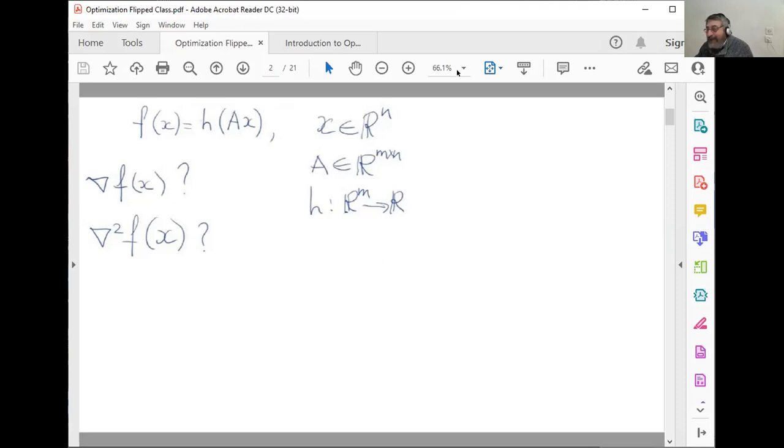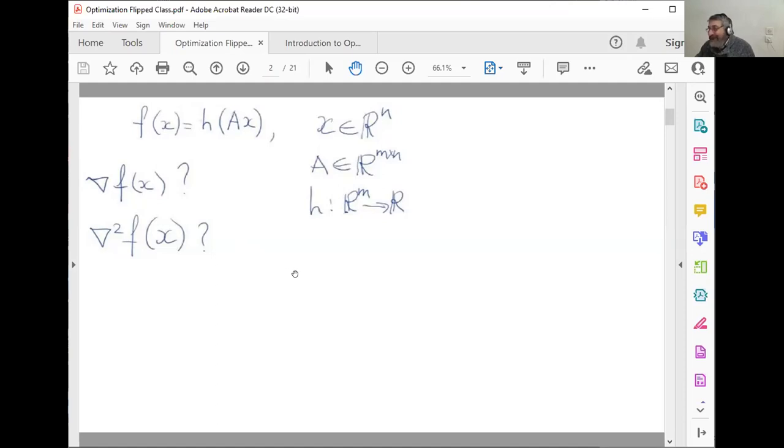This is our first class exercise on your screen. Assume that we have a function of an n-dimensional vector x, which is written in the form h of Ax. A is an m by n matrix. H is a function which gets Ax and returns a number. We know everything about matrix A and about h, and we know the gradient and Hessian of h, and we want to develop the gradient of f the way we do it in the lecture.